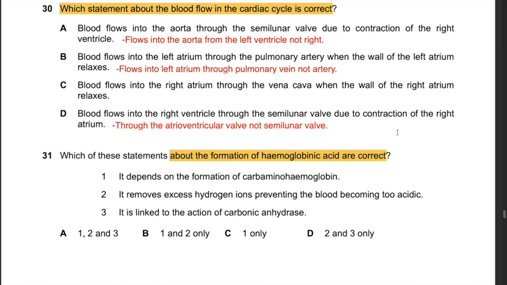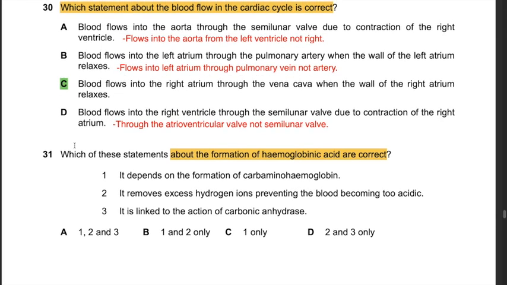That is correct. Why is D incorrect? Blood flows into the right ventricle through the semilunar valve due to contraction of the right atrium. Blood flows through the atrioventricular valve, not the semilunar valve. The semilunar valves are only present between the ventricles and either the aorta or the pulmonary artery, and it is the atrioventricular valve that separates the atrium and ventricle, not the semilunar valve. Therefore, D is incorrect, leaving us with the best possible answer being C.